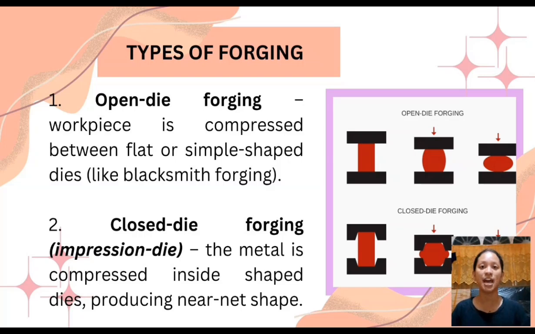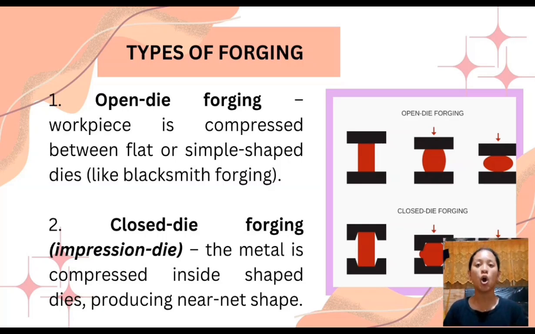Second is closed die forging or impression die forging. In this case, the metal is compressed inside shaped dies that enclose the workpiece. The metal flows and fills the die cavity, producing parts with more accurate and complex shapes. It also produces near net shape, needing little or no machining. For example, automobile parts like crankshafts, gears, and connecting rods.